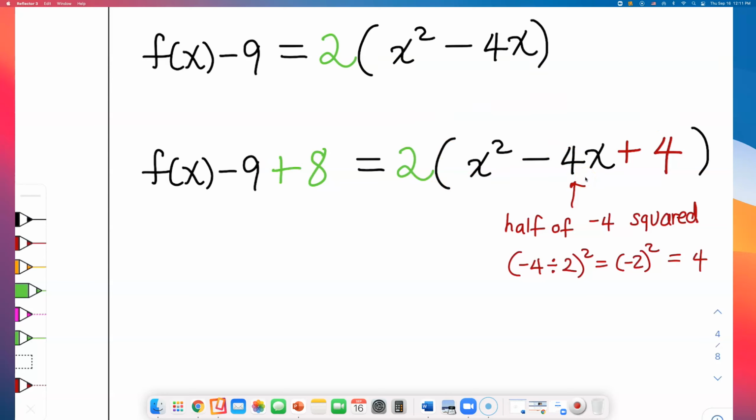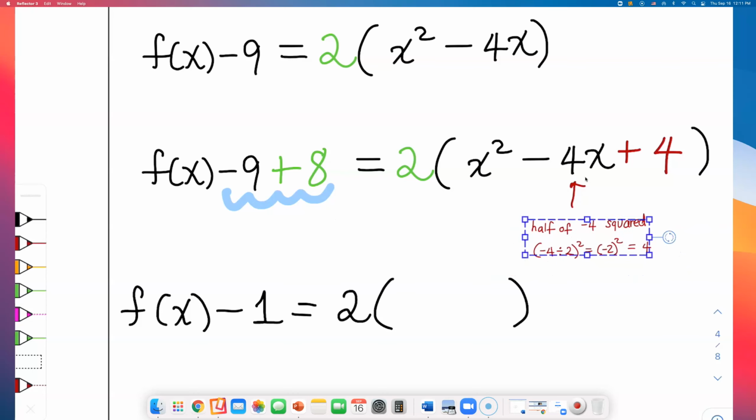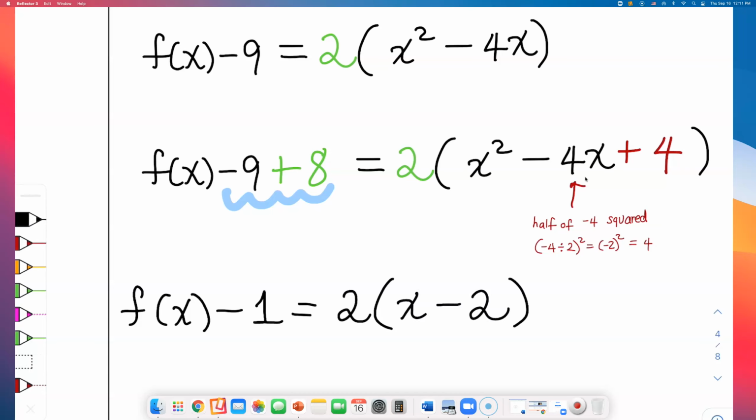All right, after that point on, it's really the same. I need to combine these two terms. So I will get f of x minus 1 equals 2 times. Let's go ahead and factor that perfect square trinomial. If I factor that perfect square trinomial, I will get x minus 2 squared, right? Because negative 2 times negative 2 is positive 4, and negative 2 plus negative 2 is negative 4. So that's how you factor that perfect square trinomial.